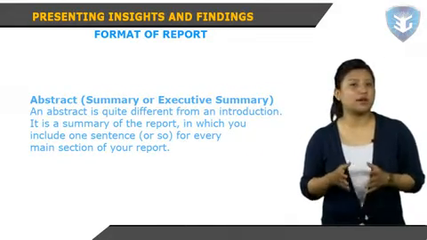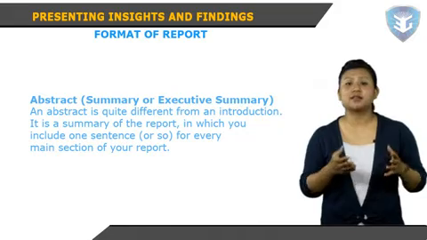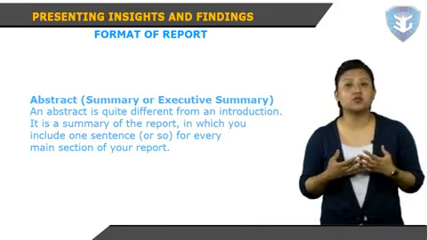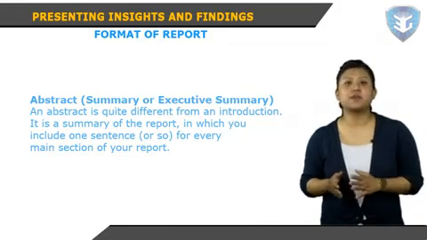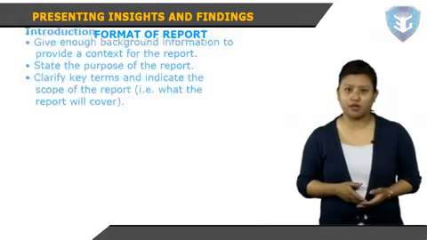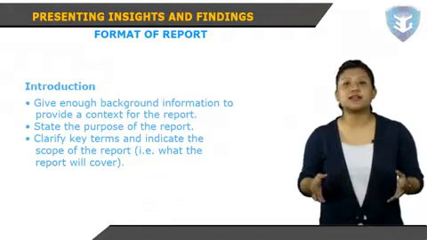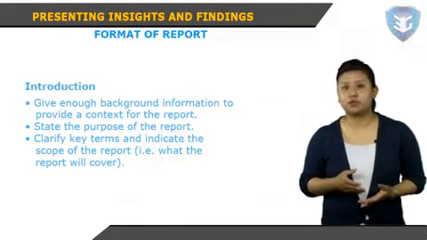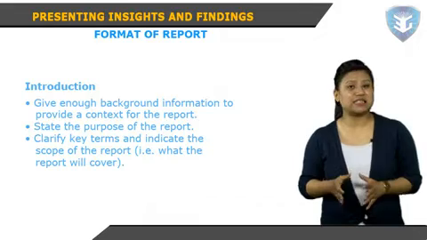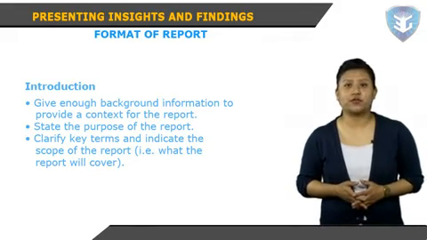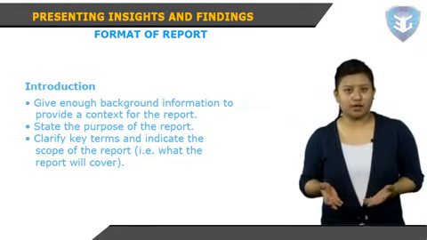An abstract is quite different from an introduction. It is a summary of the report in which you include one sentence or so for every main section of your report. Introduction. You have to give enough background information to provide a context for the report. You should state the purpose of the report, clarify the key terms, and indicate the scope of the report. That is what the report will cover.